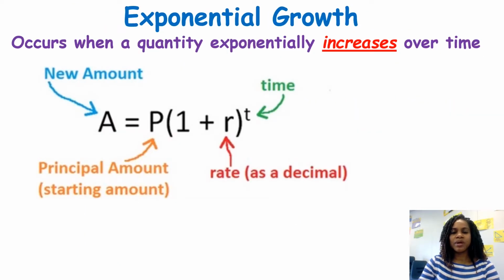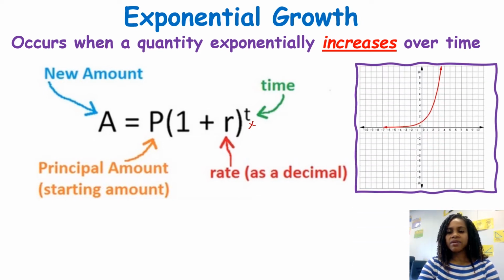Exponential growth occurs when a quantity exponentially increases over time. And we have the formula here for exponential growth. A is the new amount or the result. P is the principal, or the initial or starting amount. R is your rate, and that has to be in decimal form, and T is time. Sometimes you'll see an X right here for T, but just note that the exponent there would be your time. And again, we have this graph here to show you exponential growth. That graph goes up from left to right. So now let's solve some problems involving exponential growth.